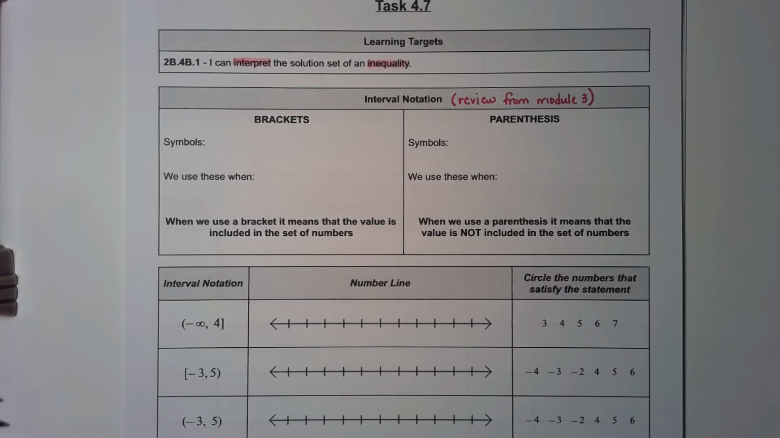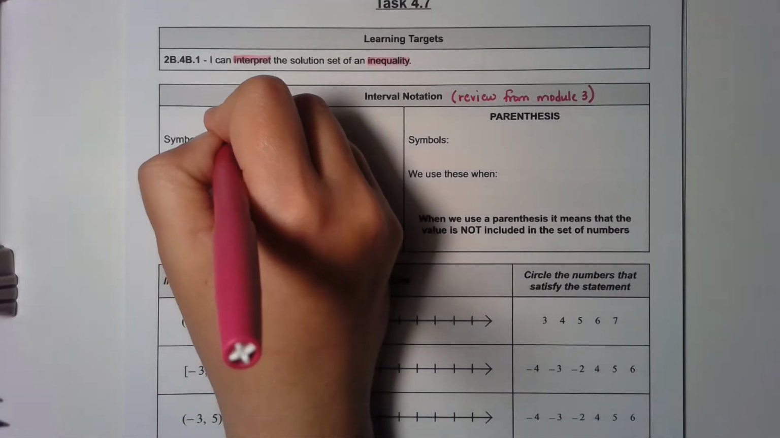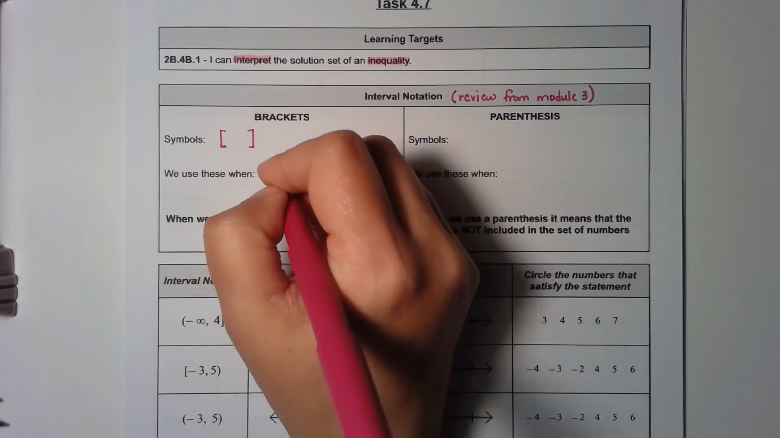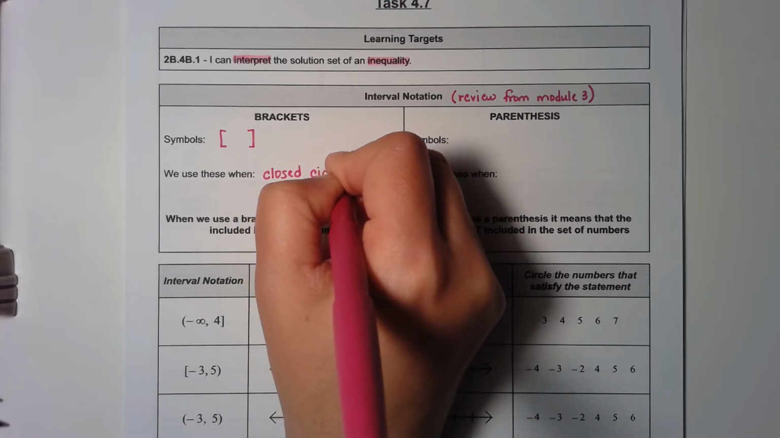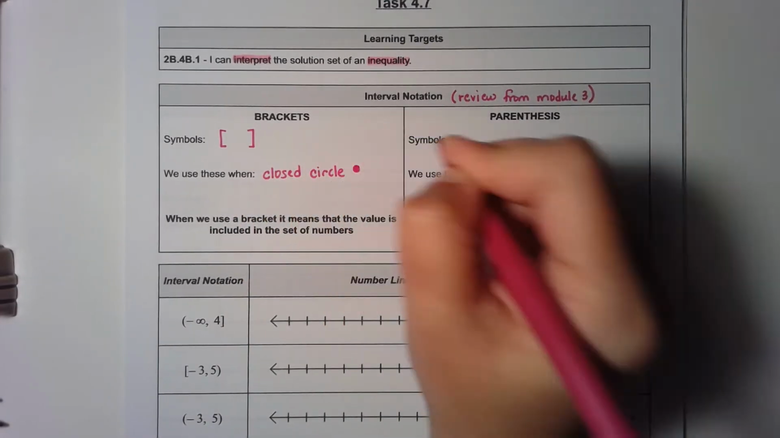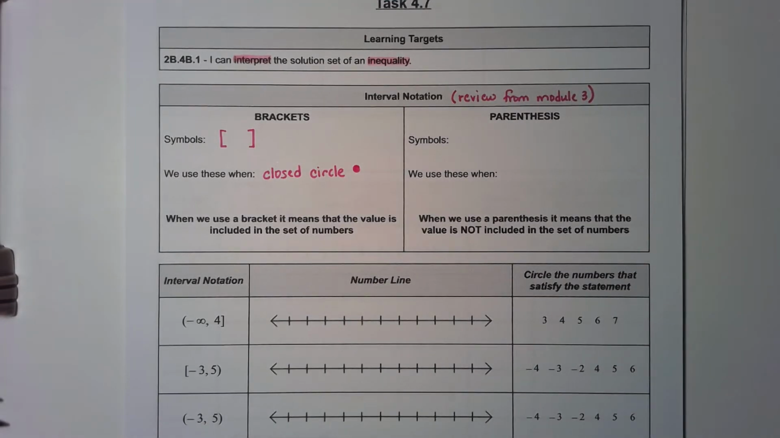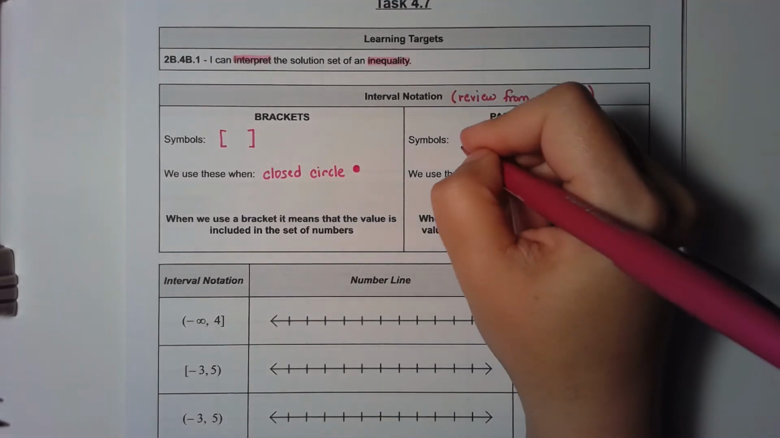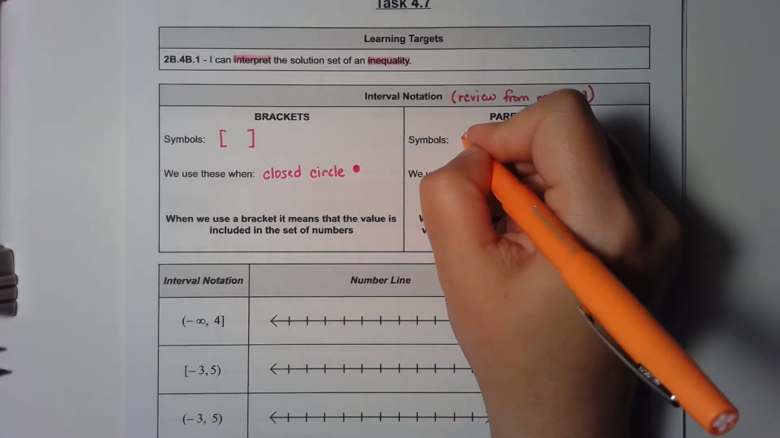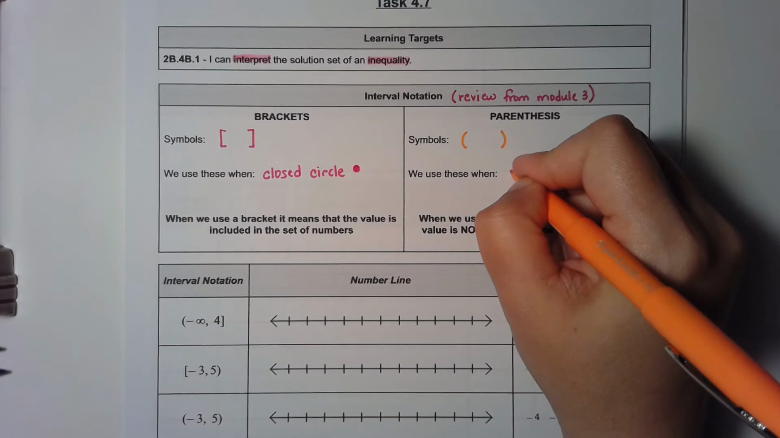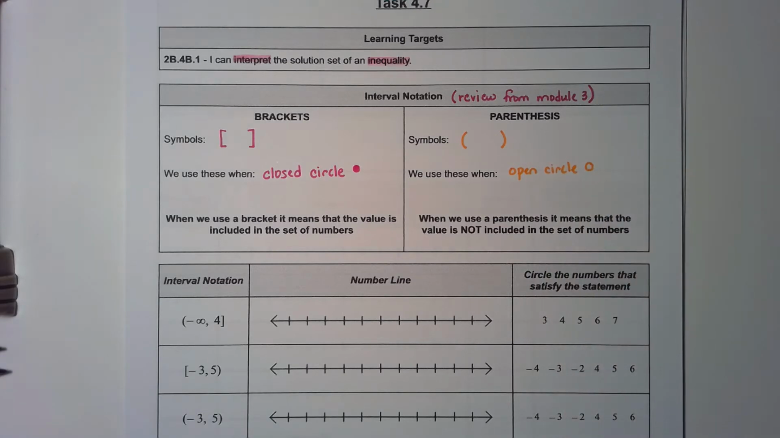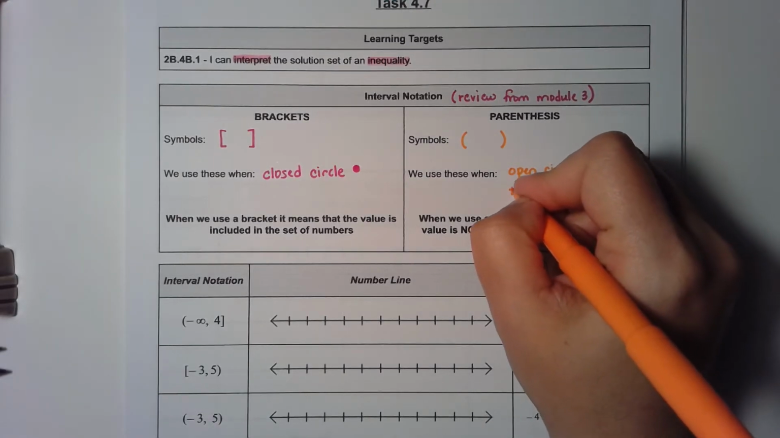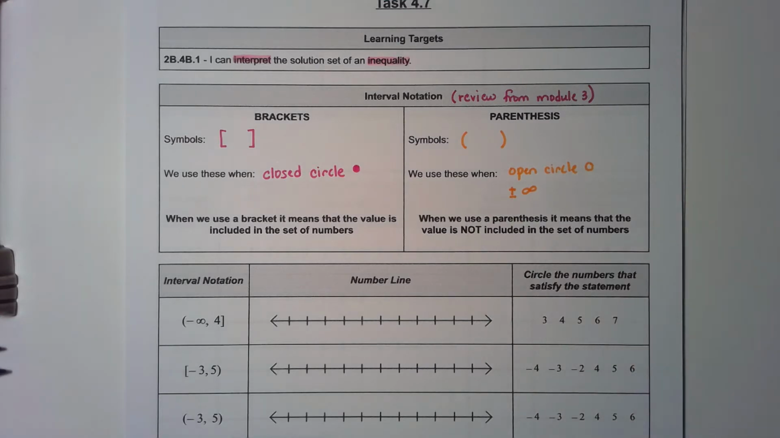The first type of important symbol is a bracket. We use brackets when there is a closed circle on the graph, which means when you look at the graph, you're going to see a filled in circle. The second important symbol that we use in interval notation are parentheses. And we use parentheses in two different scenarios, either when there is an open circle, which means it's a circle that's not filled in, or when there is a positive or a negative infinity on the graph, which means you're going to see an arrow on the graph.